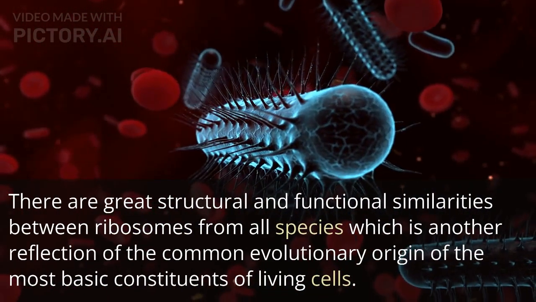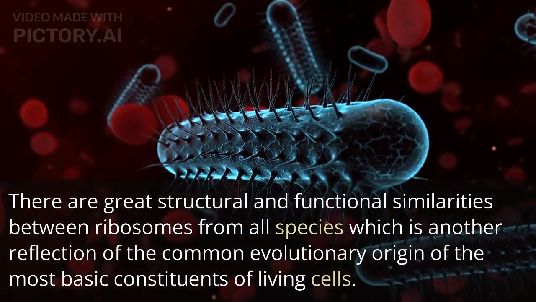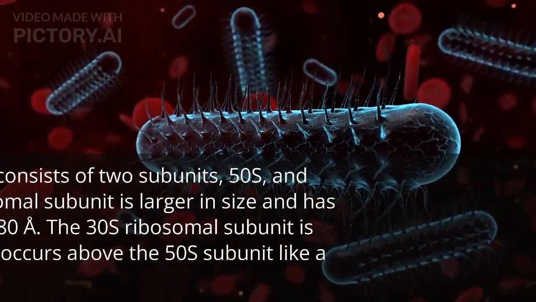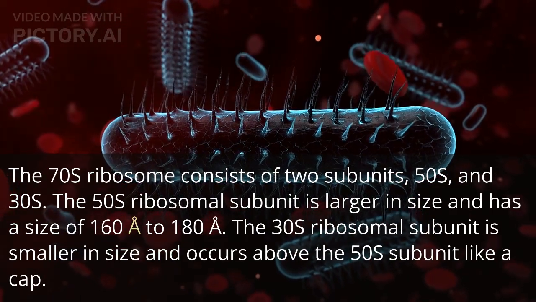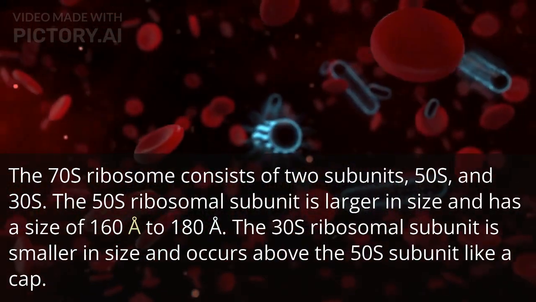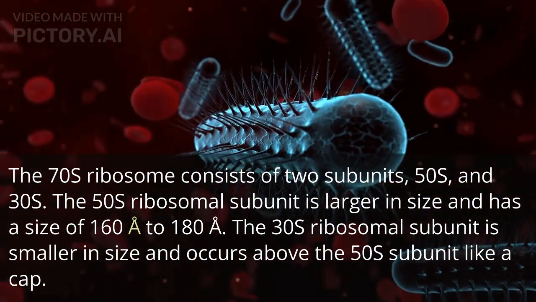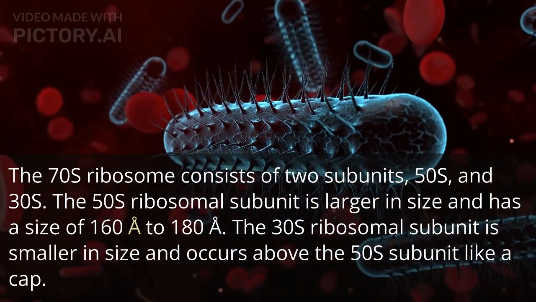There are great structural and functional similarities between ribosomes from all species, which is another reflection of the common evolutionary origin of the most basic constituents of living cells. The 70S ribosome consists of 2 subunits, 50S and 30S. The 50S ribosomal subunit is larger in size and has a size of 160 Å to 180 Å. The 30S ribosomal subunit is smaller in size and occurs above the 50S subunit like a cap.